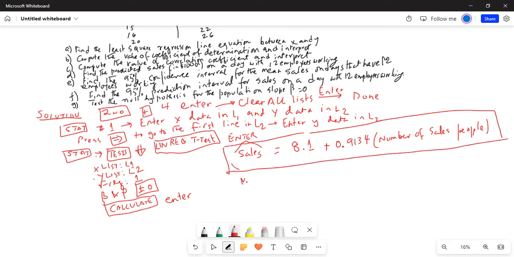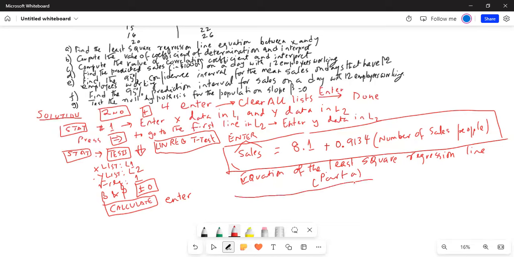This is the equation of the least squares regression line. This is part A. Okay, so now we are ready to do the other parts.